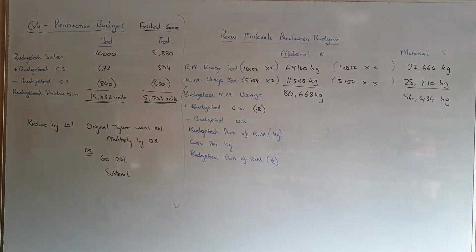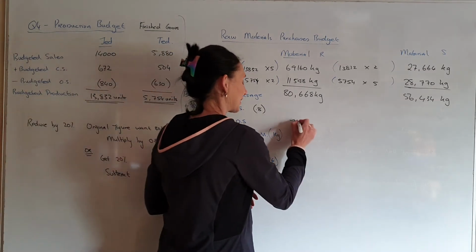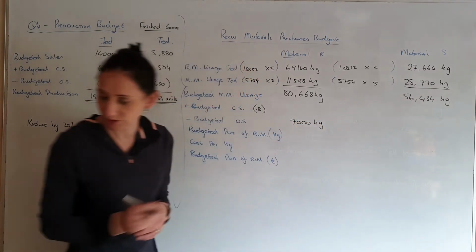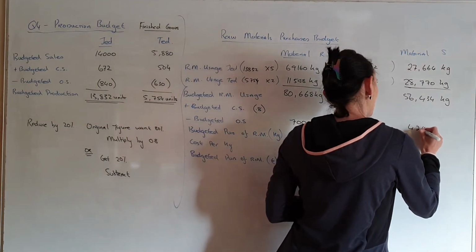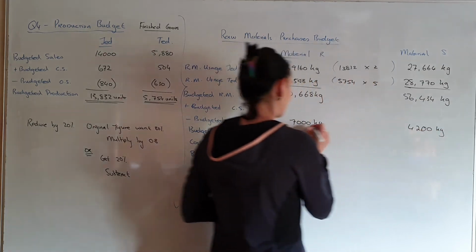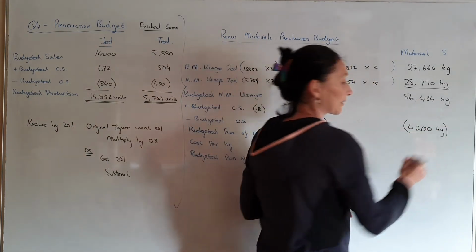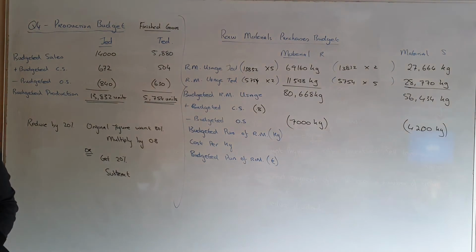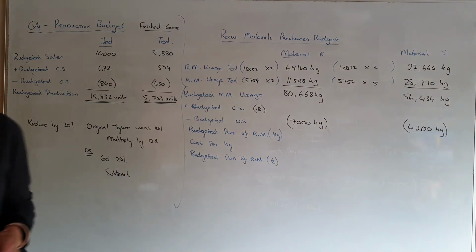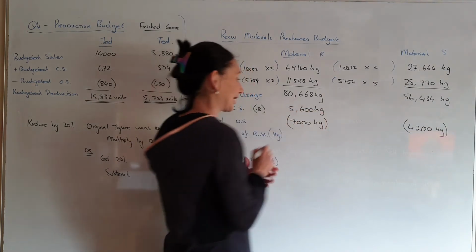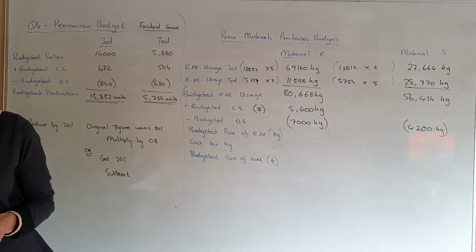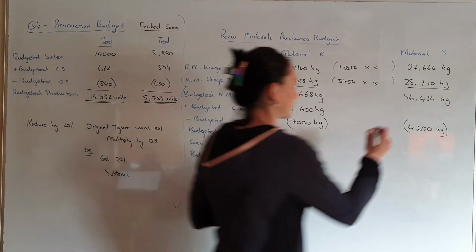So it says for the raw materials, the opening stock of raw material ore, you had 7,000 kilograms, and raw materials of S, you had 4,200 kilograms. And you already have them. Okay, I'm just putting the kilograms, so you don't need to buy them again, and that's why we're subtracting them. So you're reducing the closing stock by 20%. So that means you need to make or buy 5,600 kilograms of ore, and of S you need to buy 3,360 kilograms.